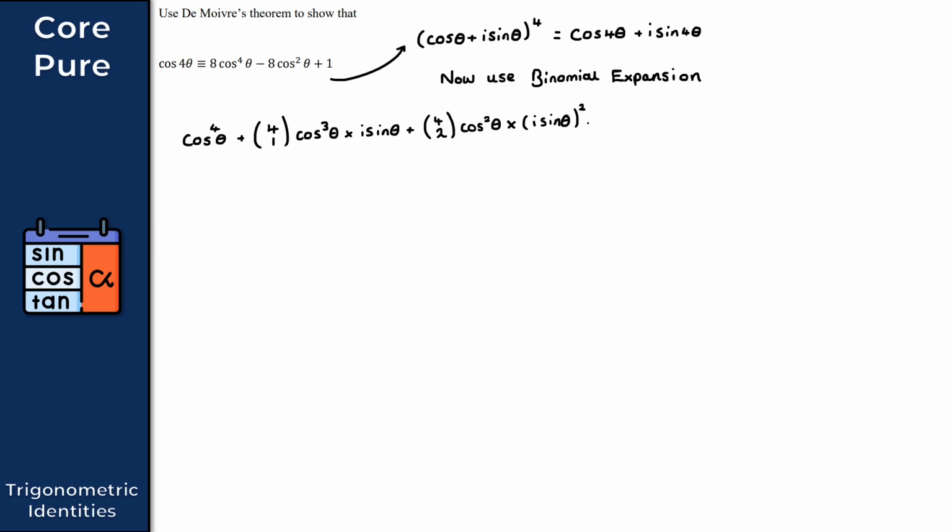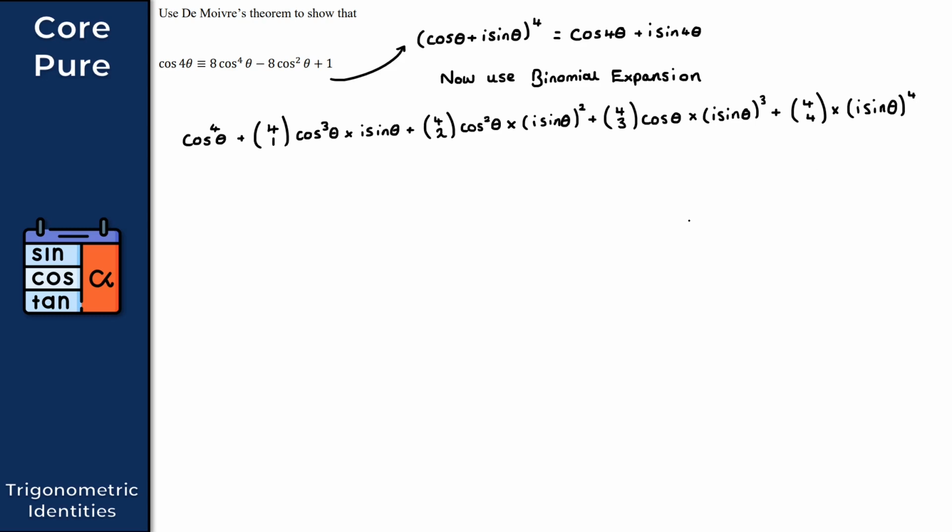Okay, let's keep going. We now get 4 choose 3. So 4 choose 3. We now times this by cos theta. So cos theta. And we times it by i sine theta to the power of 3. And then finally here, we get 4 choose 4, which is just 1, but we'll write it down anyway. So 4 choose 4. And we now times this by i sine theta to the power of 4.